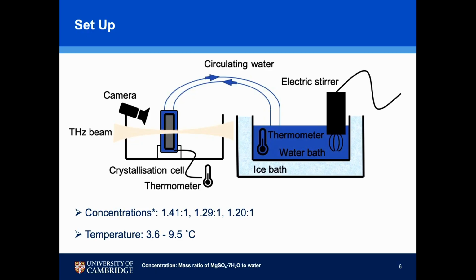For now, we have tried 3 different concentrations: 1.4 to 1, 1.3 to 1, and around 1.2 to 1. And we also did various temperatures. The range is about from 3.6 to 9.5 degrees Celsius.